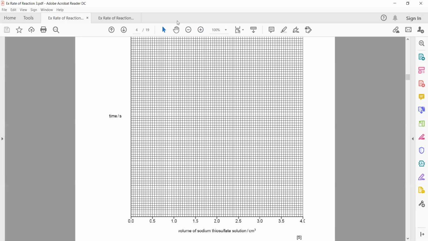So this will be the shape of the graph. It will be a straight line, or a best fit straight line, which starts from 0.5 and ends at 3. This is what you will have.